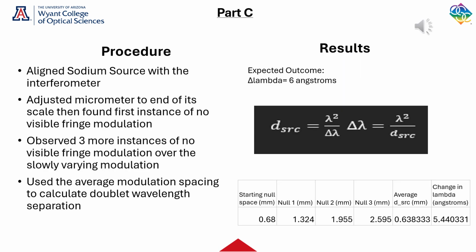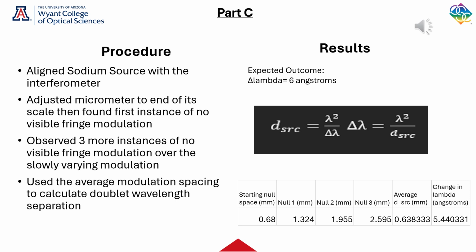In the lab, we were required to use the sodium source in conjunction with the Michelson interferometer to define the change of wavelength between two primary wavelengths being emitted. Therefore, after properly aligning the interferometer, we adjusted the micrometer to the end of its scale and then found the first instance of no visible fringe modulation. Then, by adjusting the micrometer, we found 3 more instances of no visible fringe modulation, and then used the square of the wavelength of the sodium source that we found earlier in the lab, divided by the average modulation spacing of the 4 null spaces to find the difference between the two wavelengths being emitted.